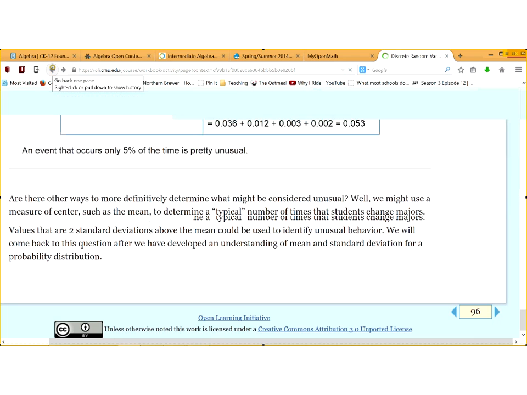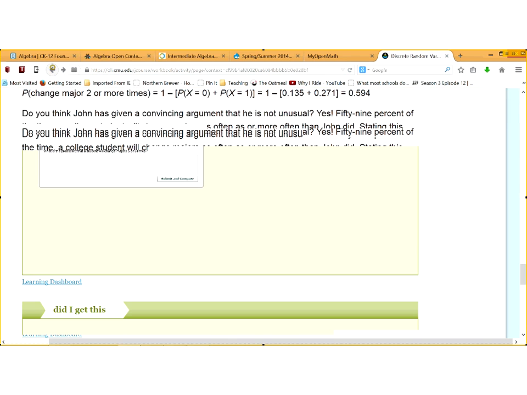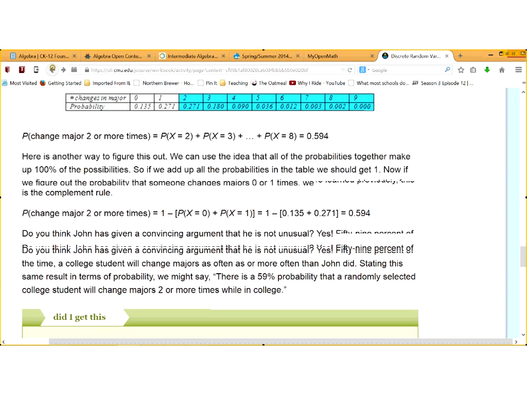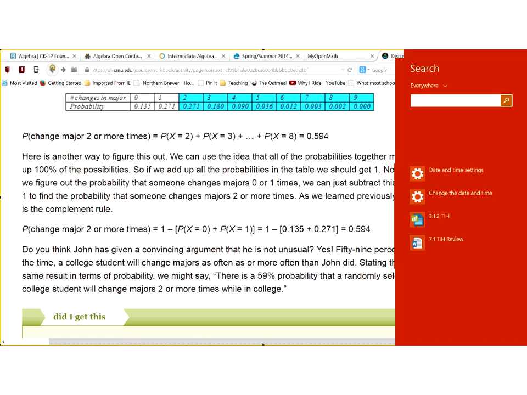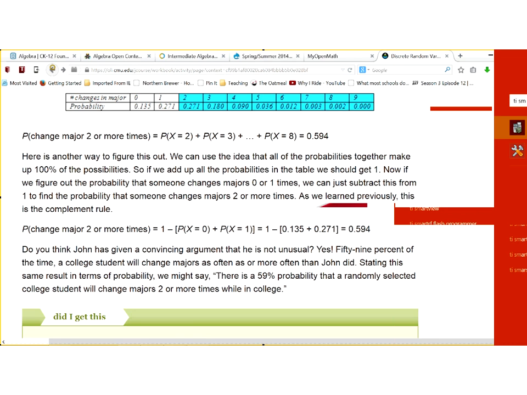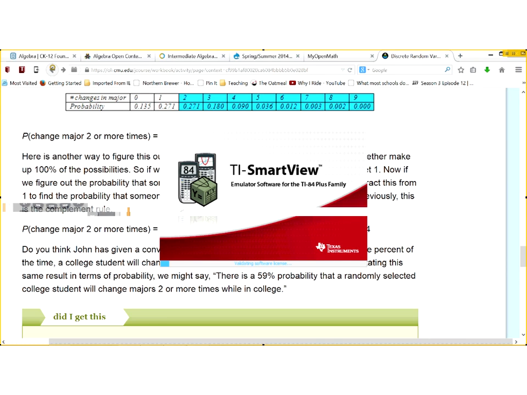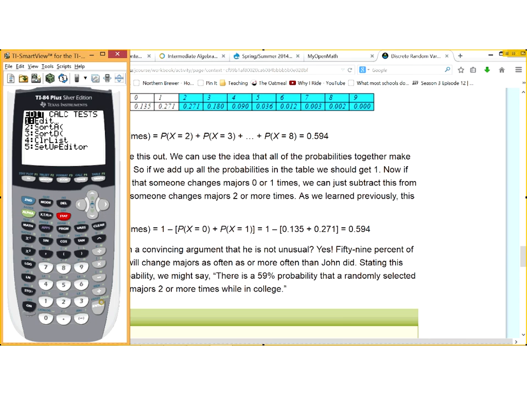In fact, I'm going to go back to the previous example. I'm going to calculate the mean and the standard deviation of this distribution of major changes right there. So I'm going to bring up the calculator and do this using the calculator. I can see the table there. So it's stat and edit to do this. I'm going to clear out my list: go up to the top of the list, press clear, and enter, for both list 1 and list 2.